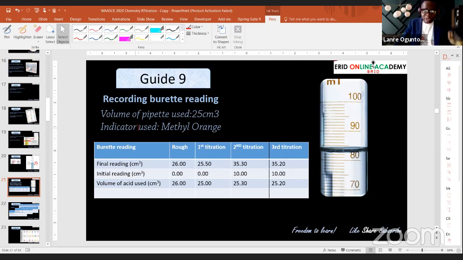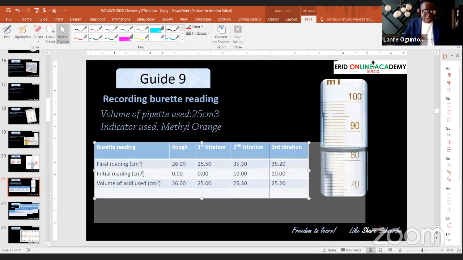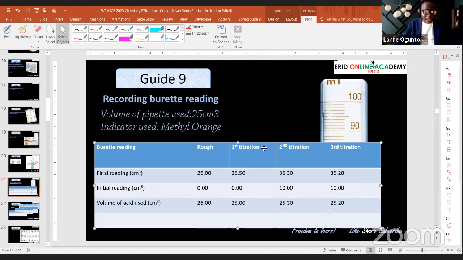You are going to be using methyl orange. So you write methyl orange. Then you now do your table. I'm sure you can see my own table. Let me make it bigger so you can see properly. You do your table like this.